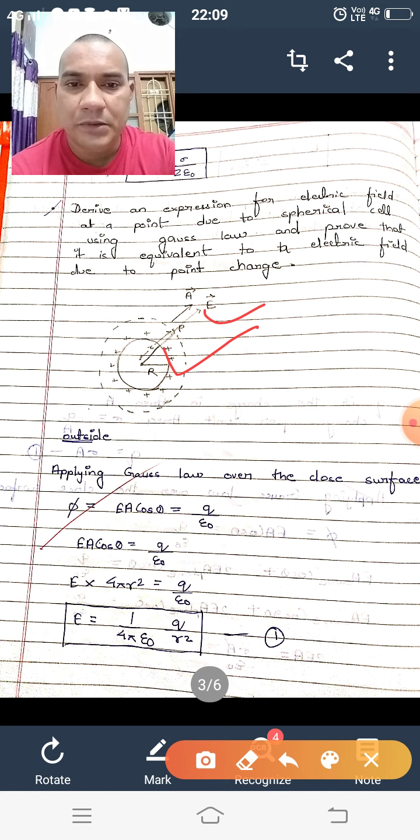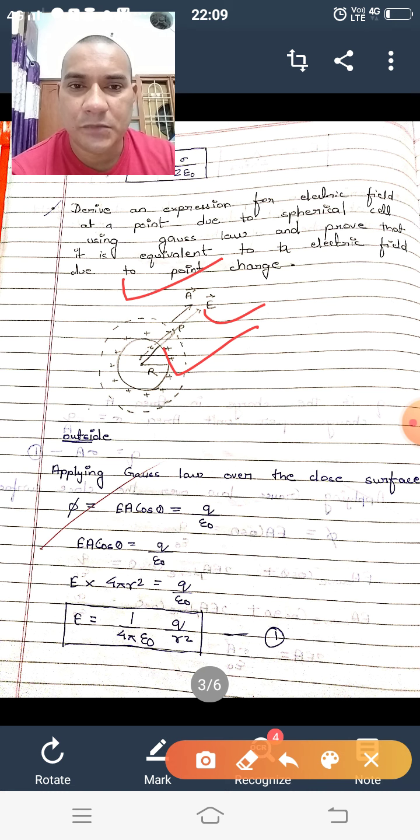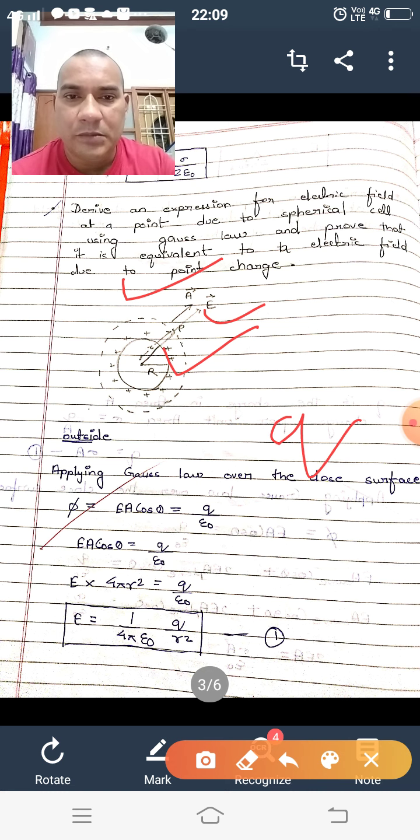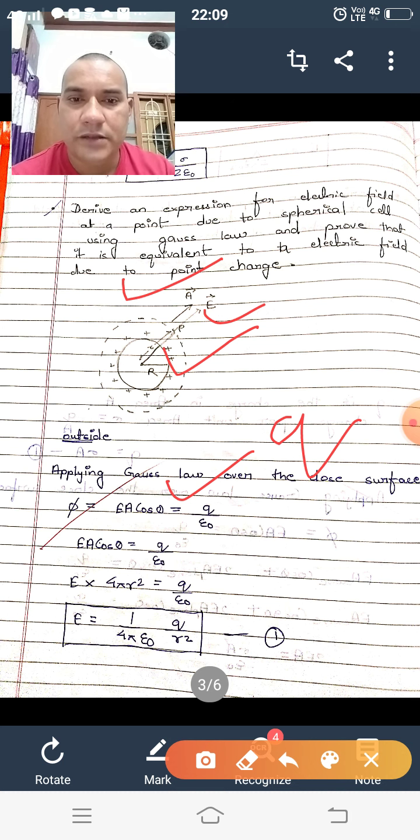So first of all, you have to enclose the spherical shell by a closed surface. So this is the closed surface, this dotted line of radius small r, that is the closed surface, and we have enclosed the spherical shell by the closed surface. So suppose the total charge in the spherical shell is Q. Q is the total charge. So by applying Gauss law here, phi is equal to E A cos theta is equal to Q by epsilon naught.